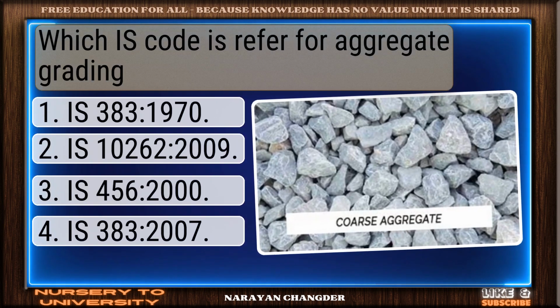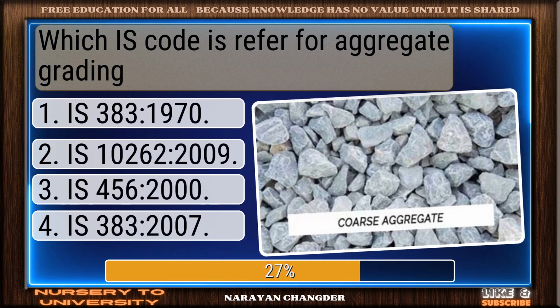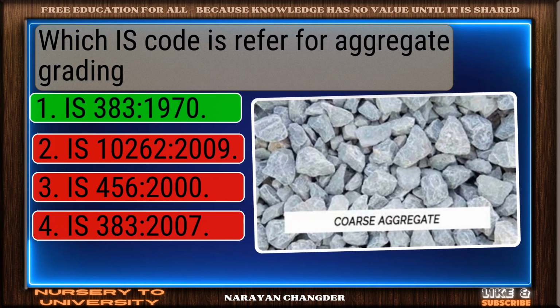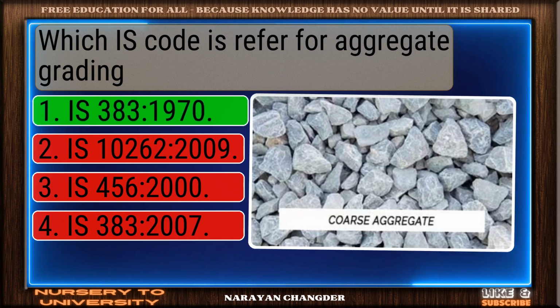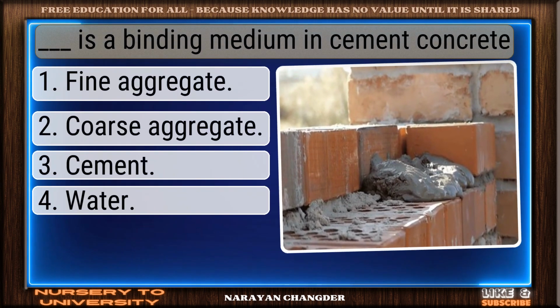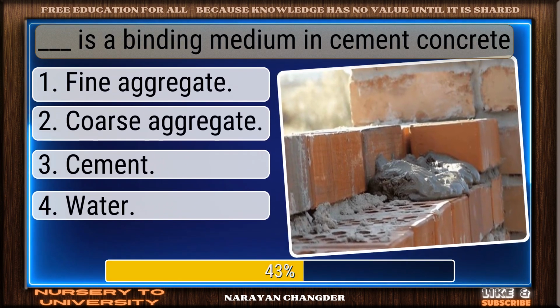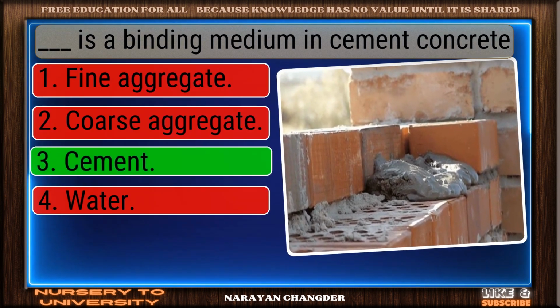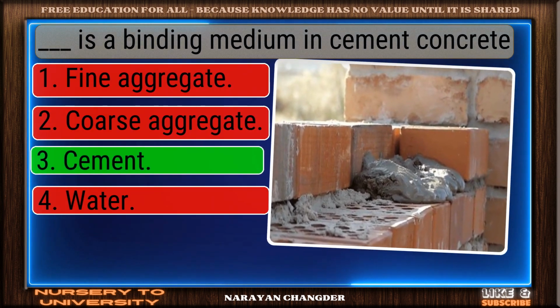Which code is referred for aggregate grading? Is 383. 1970 is a solid answer. Dash is a binding medium in cement concrete. On track. Cement is the correct answer.